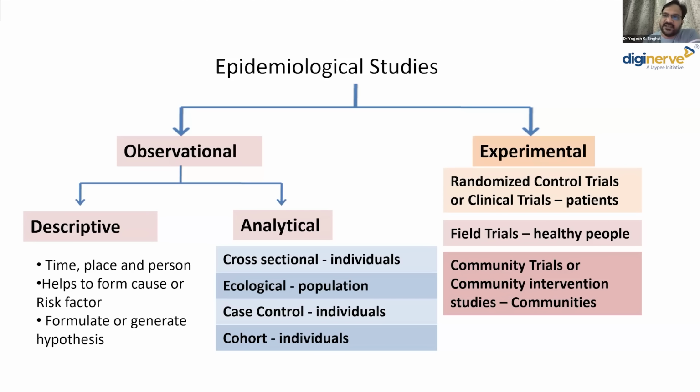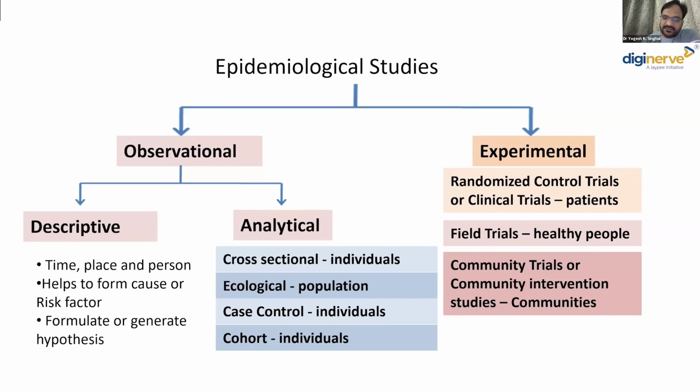In experimental studies, they are always prospective, and we will do some intervention or some treatment, or some diagnostic modality, but we will actively do something in the experiment, and we have to take consent from the patient also. And we have to take ethical clearance from where we are doing this activity. So we have to take permission from the ethical committee also.